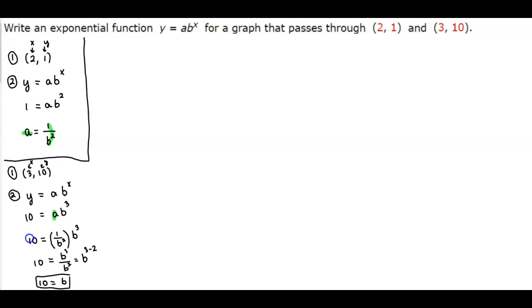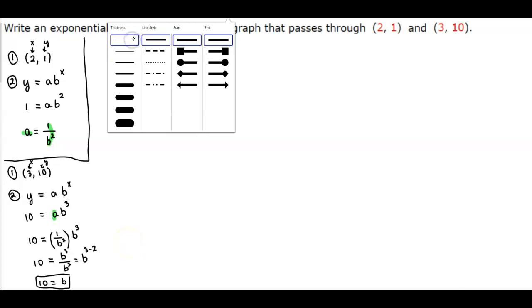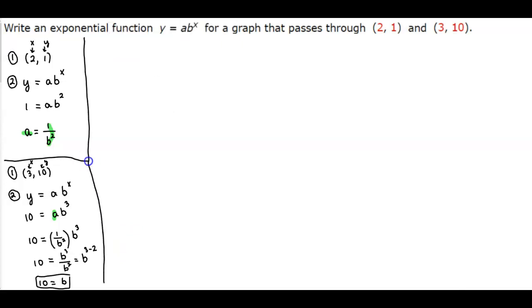And since we know what b is equal to, we can determine what a is. So let's go ahead and do that. We know that a is equal to 1 over b squared. So that means a is going to equal 1 over 10 squared. Therefore a is going to equal 1 over 100.